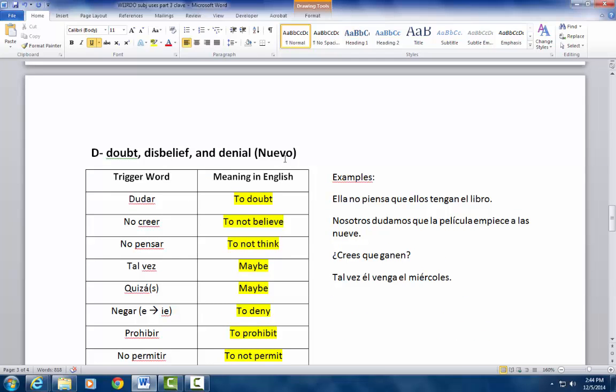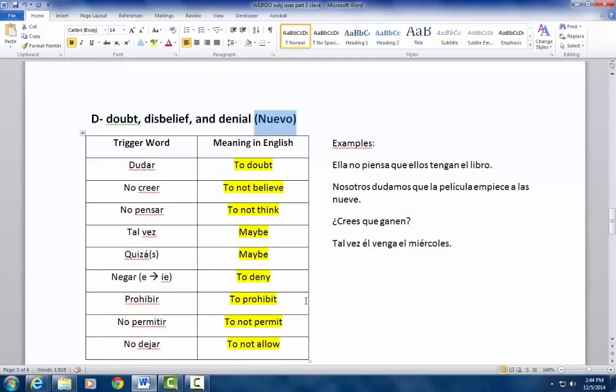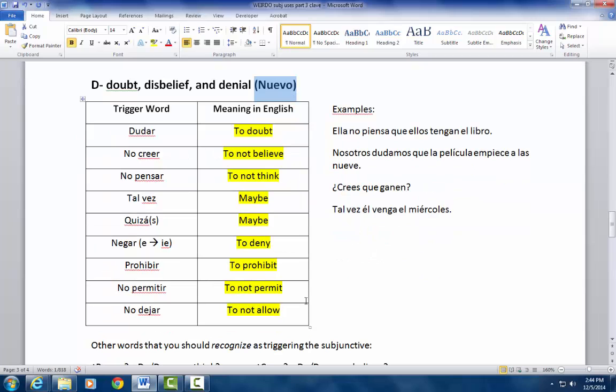Okay, let's look at a new section now, which is doubt, disbelief, and denial. We've got to memorize these trigger expressions. Dudar, to doubt. No creer, to not believe. No pensar, to not think. Tal vez, maybe. Quizás, maybe. Negar, to deny. Prohibir, to prohibit. No permitir, to not permit or not allow. No dejar, to not allow.